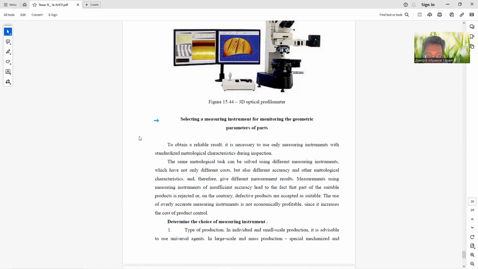Measurements using measuring instruments of insufficient accuracy lead to the fact that part of the suitable products is rejected, or on the contrary, defective products are accepted as suitable. The use of overly accurate measuring instruments is not economically profitable, since it increases the cost of product control.